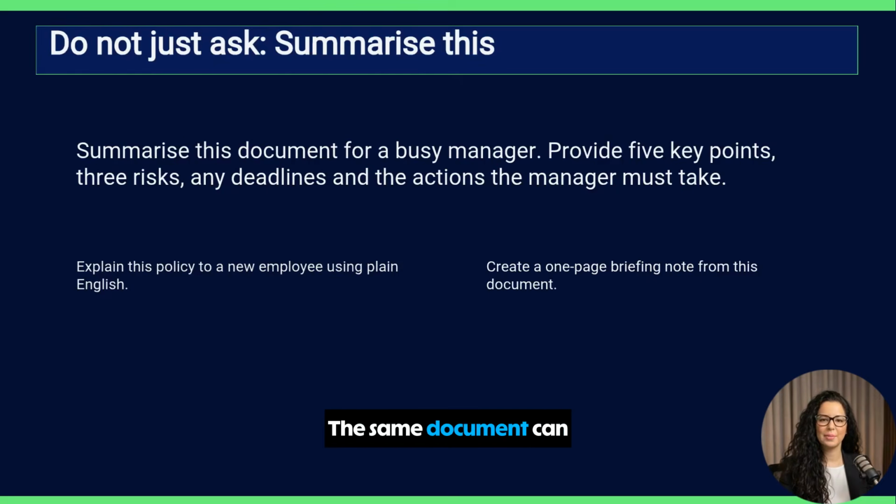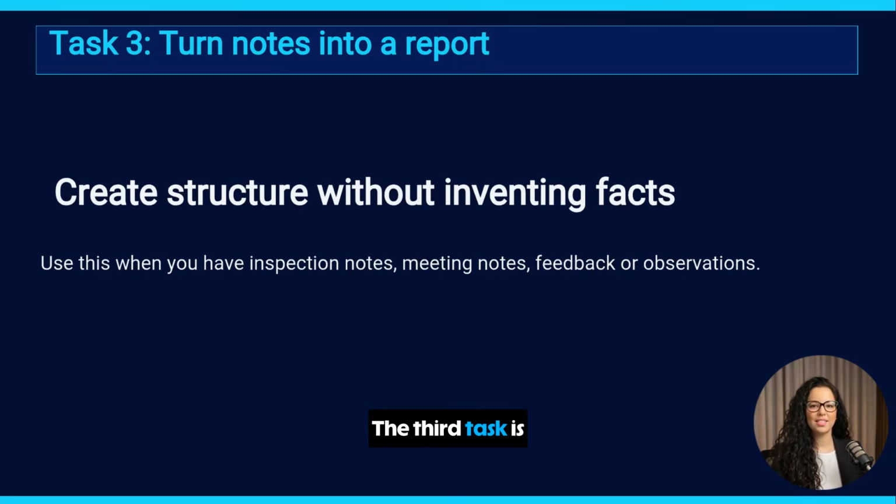The same document can be explained in different ways depending on the audience. You can ask ChatGPT to explain a policy to a new employee using plain English. You can ask it to create a 1-page briefing note for a manager. You can ask it to identify only the operational risks. The audience changes the answer, so always tell ChatGPT who the information is for and what the reader needs to do with it.